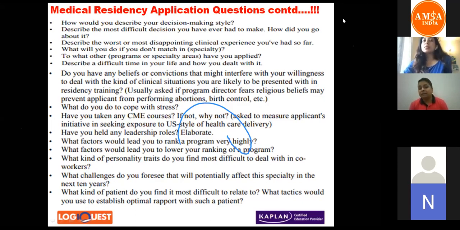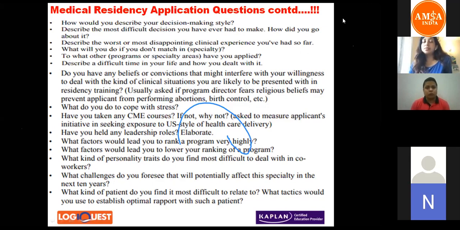Do you have any beliefs or convictions that might interfere with your willingness to deal with the kind of clinical situations that you are likely to be presented with in residency training? Usually asked if the program director fears that your religious beliefs may prevent the applicant from performing abortions, birth control, etc. Right? Now, again, this is more of a religious oriented question, I don't want to talk about it or answer about it. I give space to every candidate to prepare their own answers.